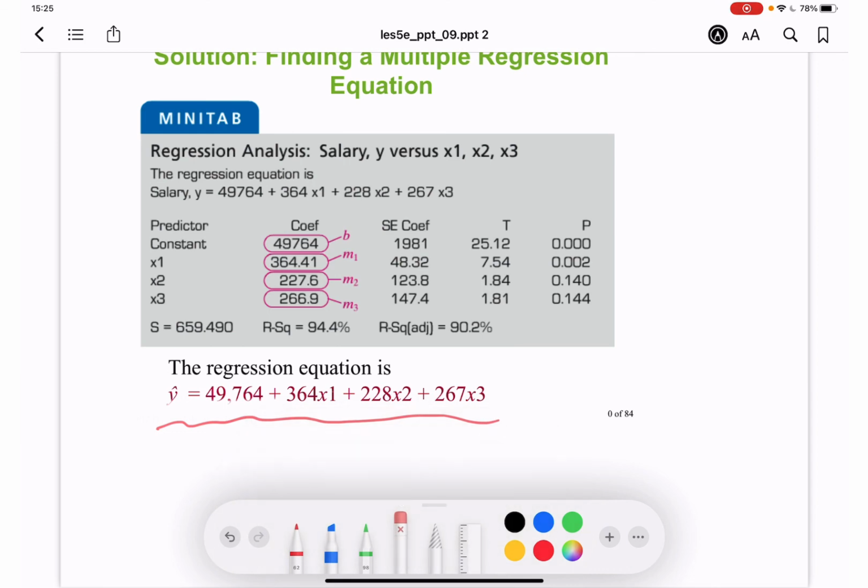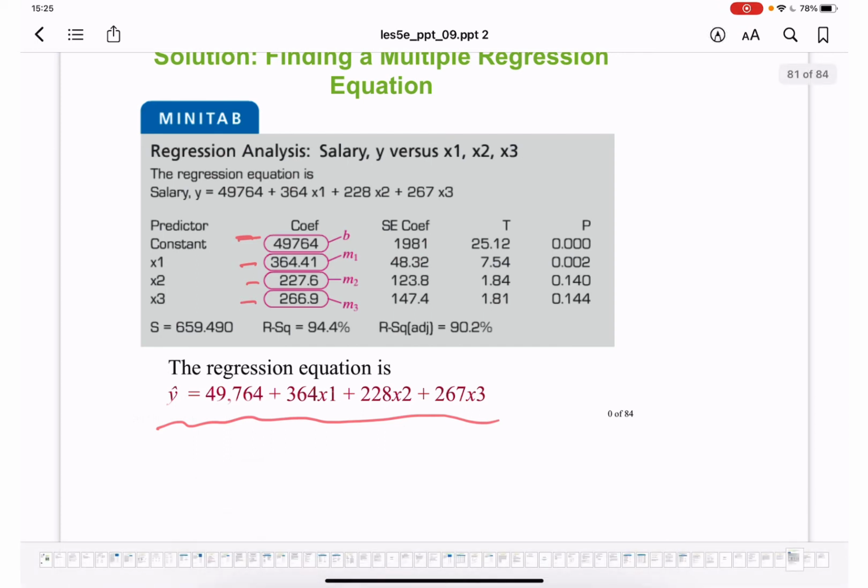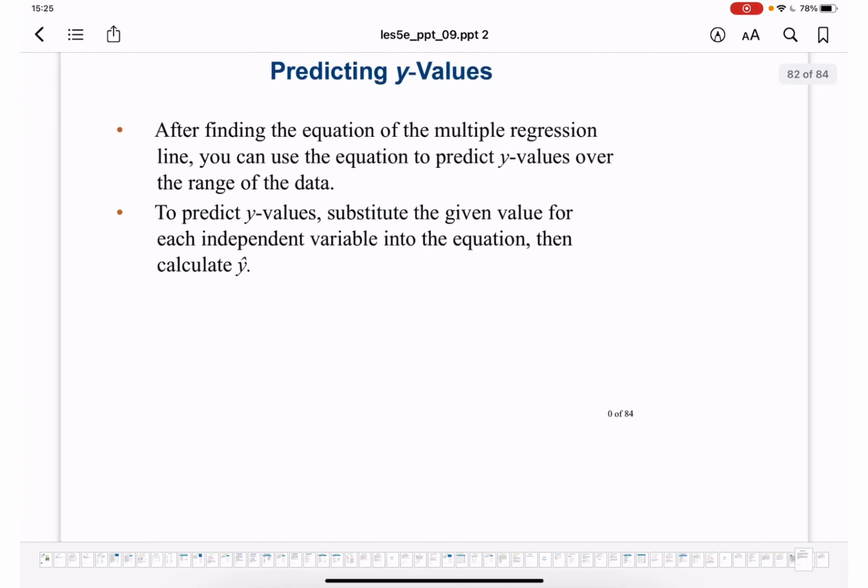So what do we get? 49,764, it says here constant, which is going to be our intercept. X1 is 364, X2 is 228, and X3 is 268. So we're going to get all this information also based on our software, StatCrunch. So we are going to predict also the Y value. How are we going to predict the Y value?